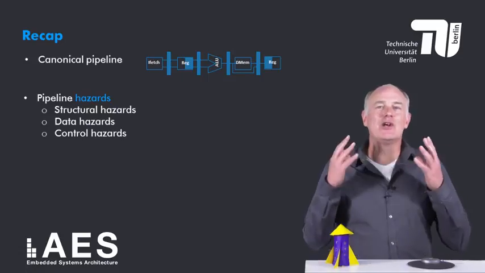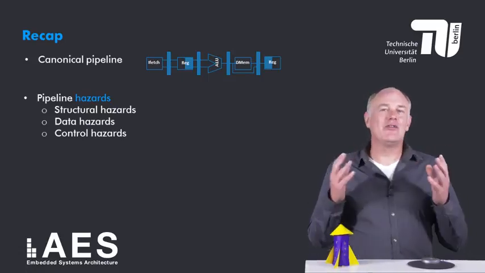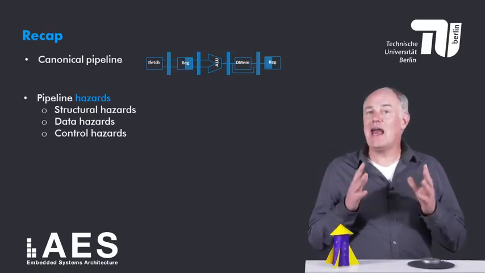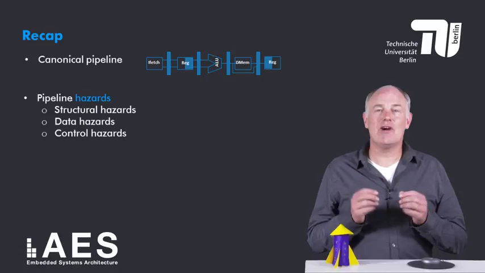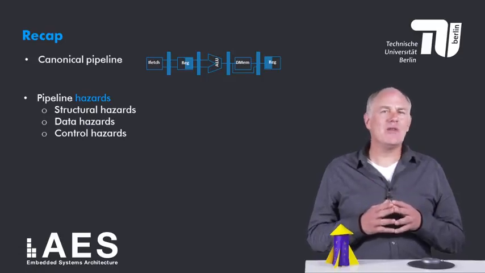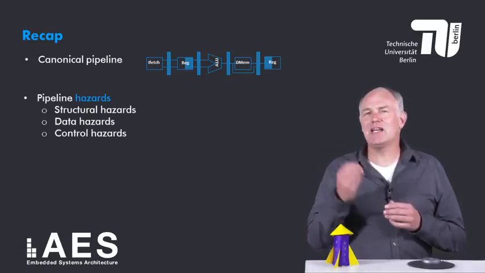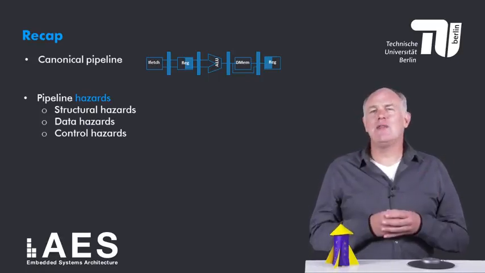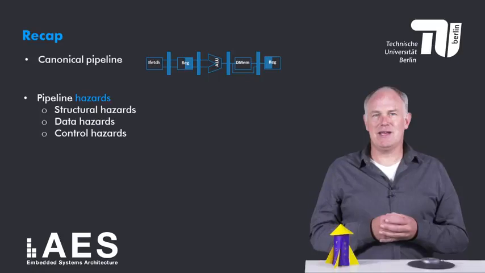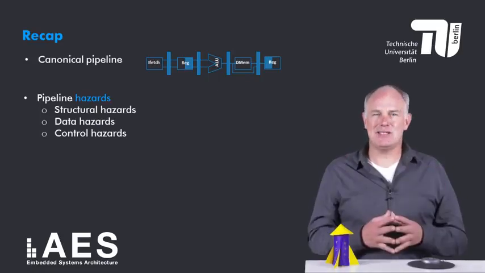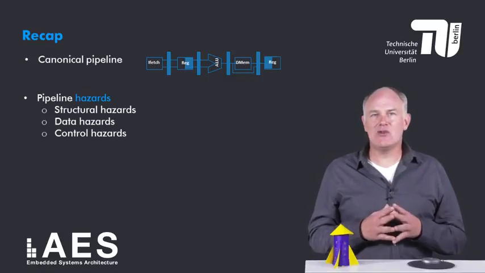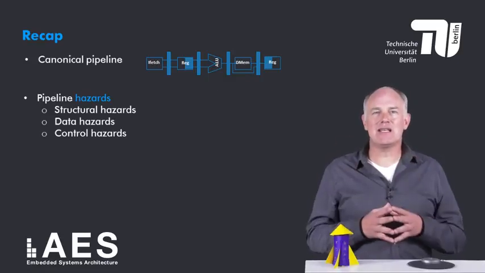In it, we saw the canonical 5-stage pipeline consisting of the stages instruction fetch, instruction decode, execute, memory access, and write back. We also saw that the MIPS ISA was specifically designed to support this pipeline, but we also saw that there are some hurdles that need to be taken. The pipeline hazards. A hazard is a situation that prevents the next instruction from executing in the next cycle.